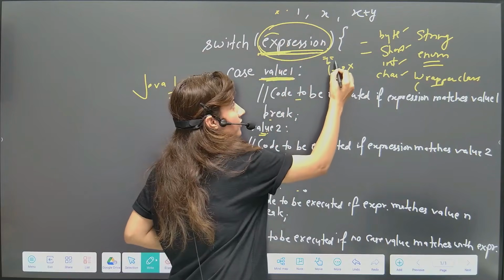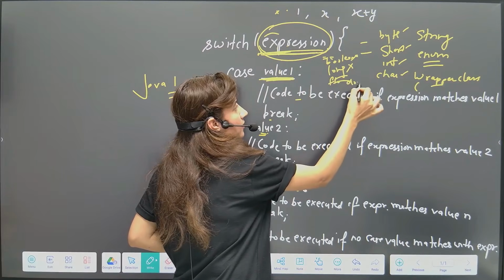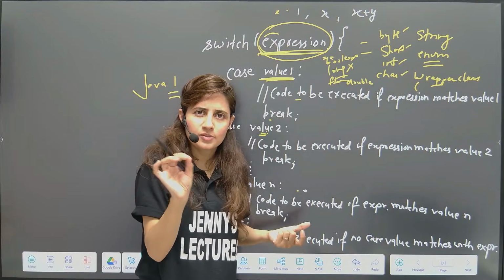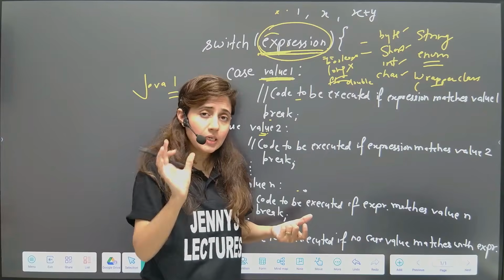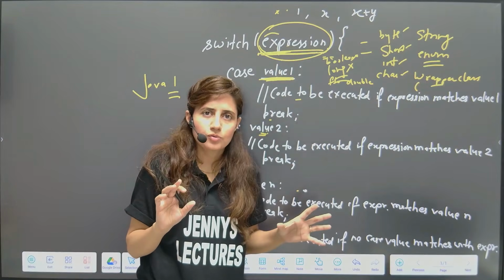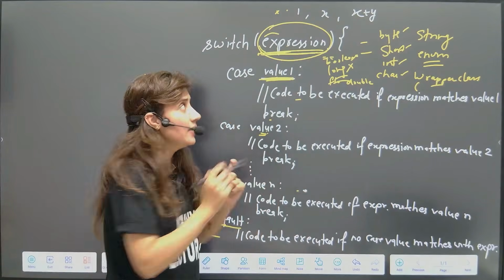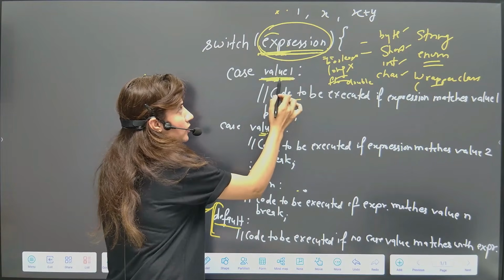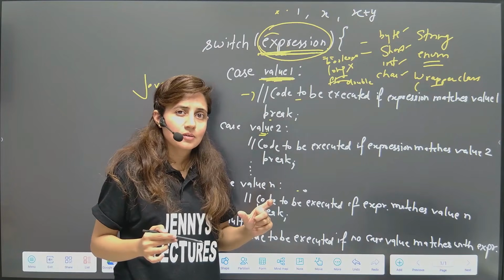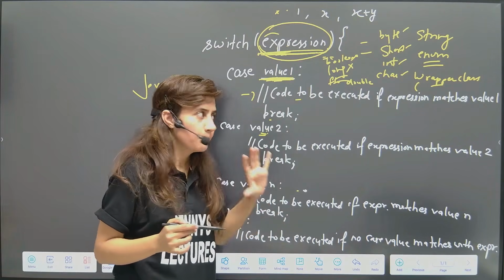You cannot use boolean. You cannot use float and double, because float and double have a fractional part, a decimal point. We cannot exactly represent a real number in float or double. There are some approximate values, right? And if you want to check the condition, then exactly this expression should match this value. Then only this code would be executed. So that's why float and double are not allowed here, right?